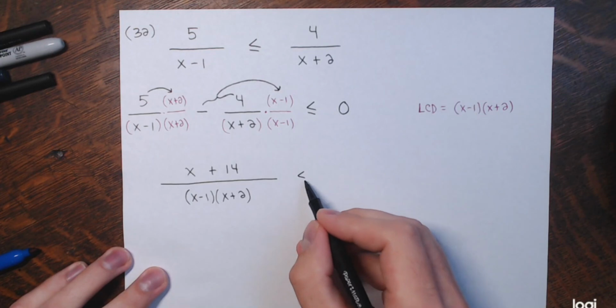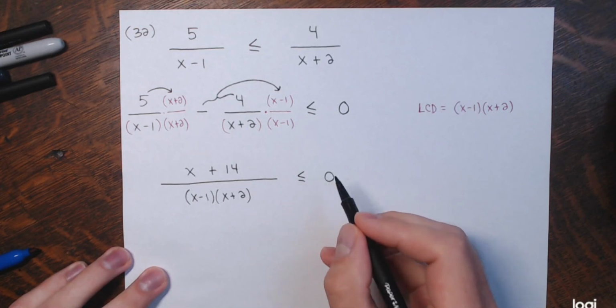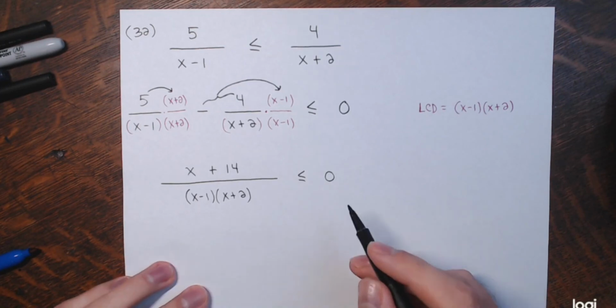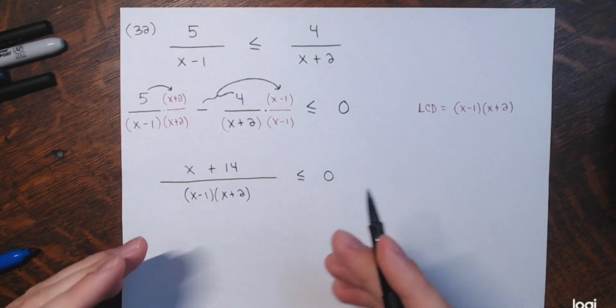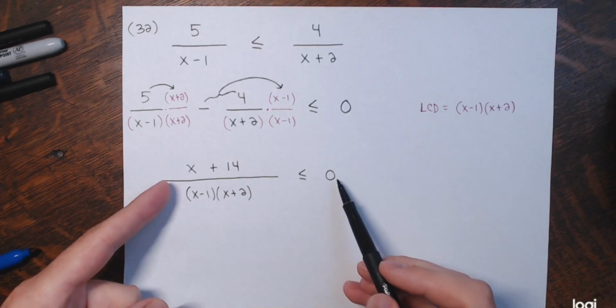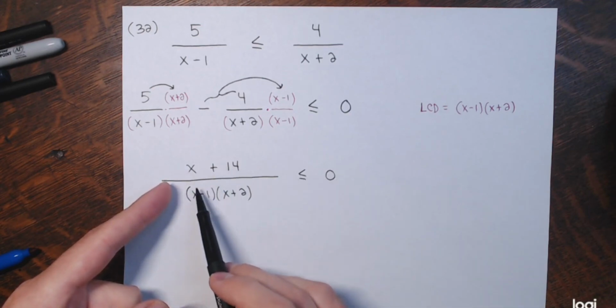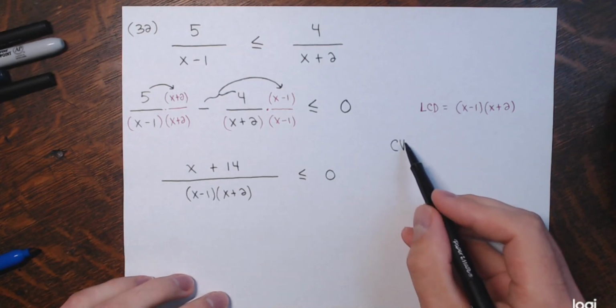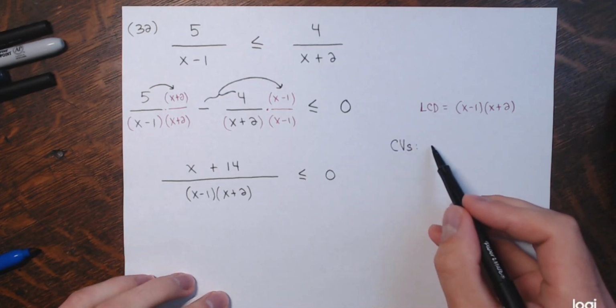And this is less than or equal to 0. Okay. Now I have what I want to start: a single fraction on one side, 0 on the other, and the numerator and denominator of this fraction are already factored. So then those critical values are easy to state, CVs, right?